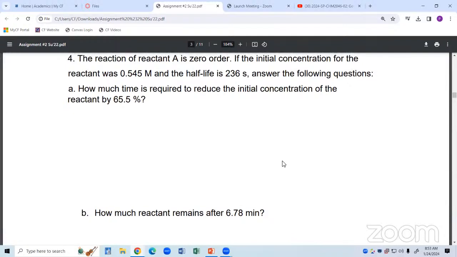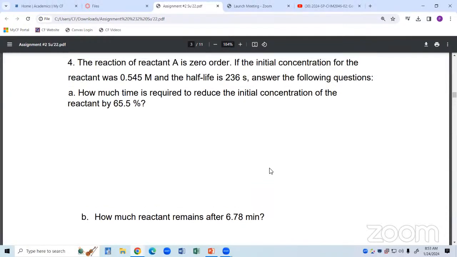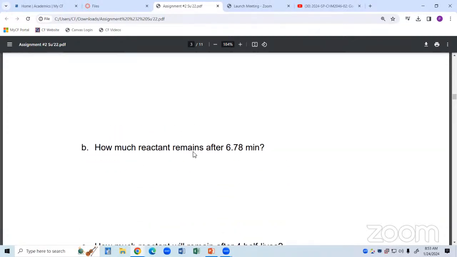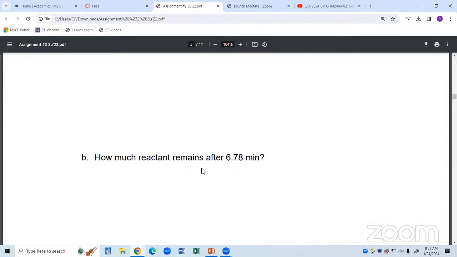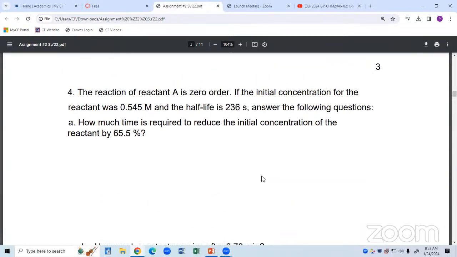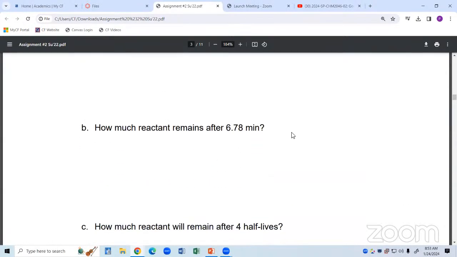Oh, guess what? I did not finish question number 4. How about that? Okay. So let me continue with question number 4, the B part. It says how much reactant remains after 6.78 minutes. All right. Now the equation that we would use, now remember, this is a zero order reaction. So the equation that we would use in this case, let me get my pen working here.